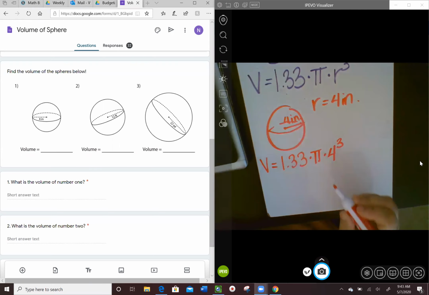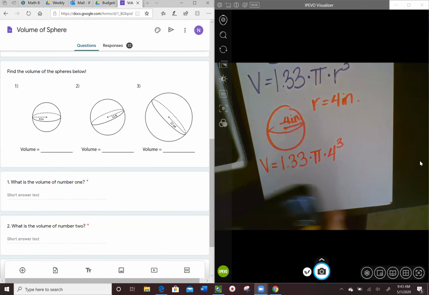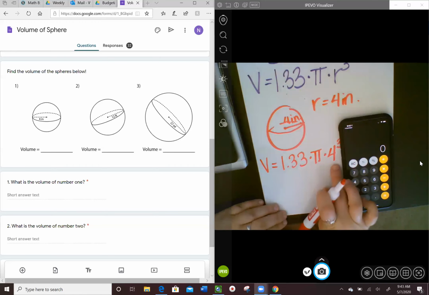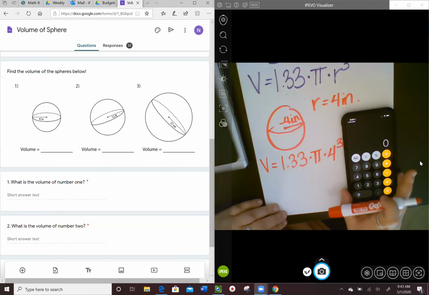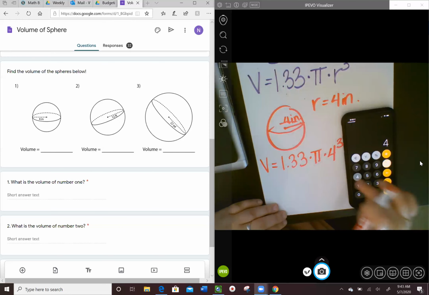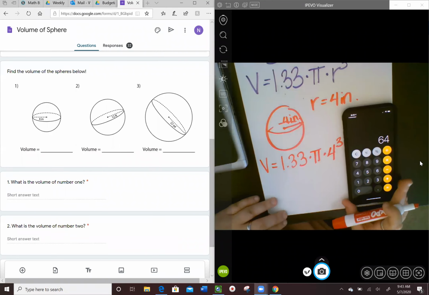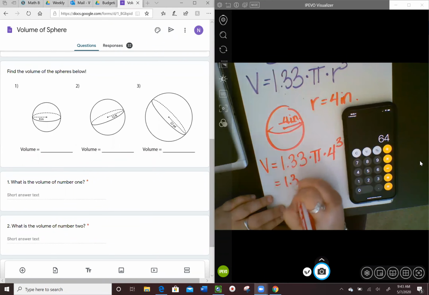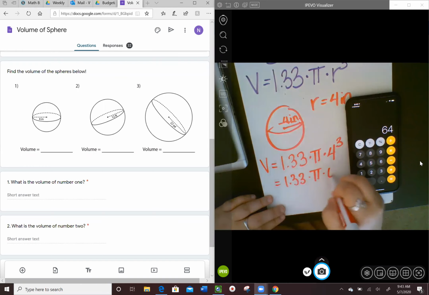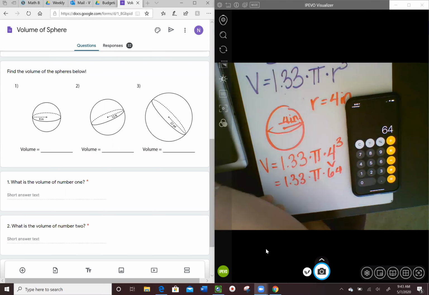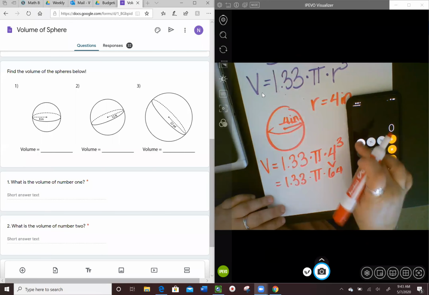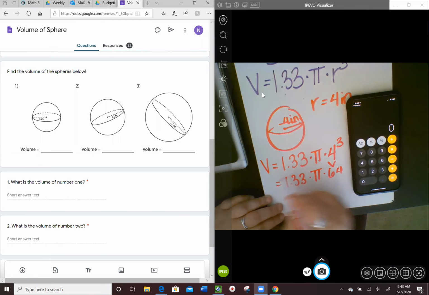Now remember, when we have all numbers, no letters, even though pi is technically a letter, it represents a number, what we're going to do is cube before we multiply. So we're doing PEMDAS. 4 cubed is 64. Everything that's not 4 cubed, we rewrite. So 4 cubed has become 64. Now we're going to multiply from left to right. We don't have to worry about the division because I already did the division for you.